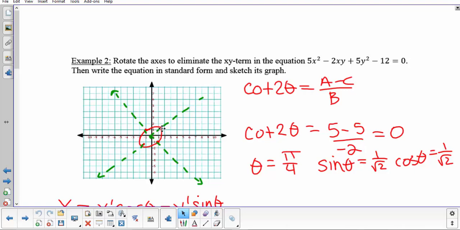We have our vertices here at approximately 1.7, 1.7, and negative 1.7, negative 1.7, and then we have our covertices at 1, negative 1, and negative 1, 1. I've also sketched in the rotated axes here. So if we look, this was originally the x-axis, so it rotates to here, so this is the new x-axis. This was the y, so this is the new y. This is negative x, and this is negative y.